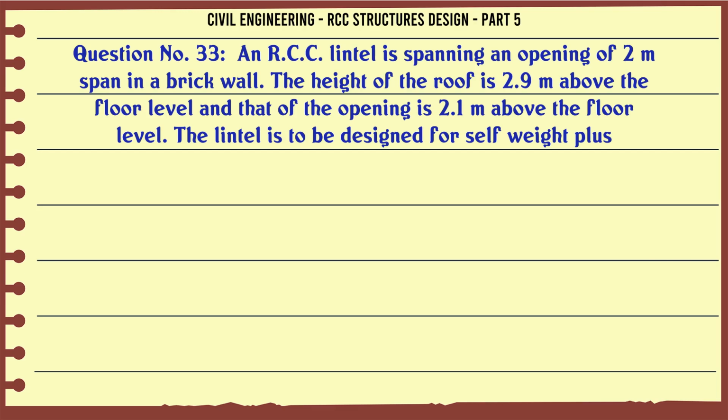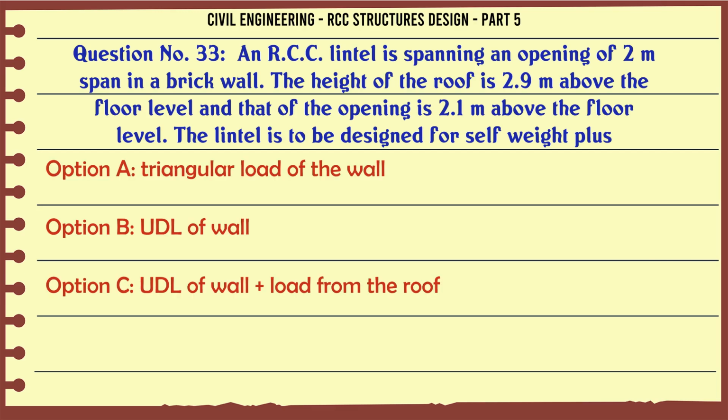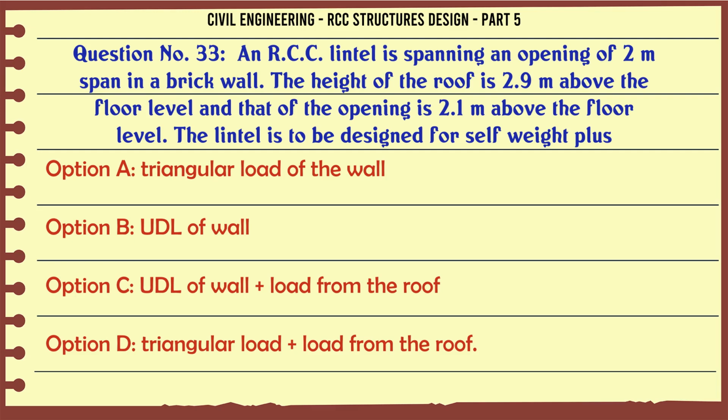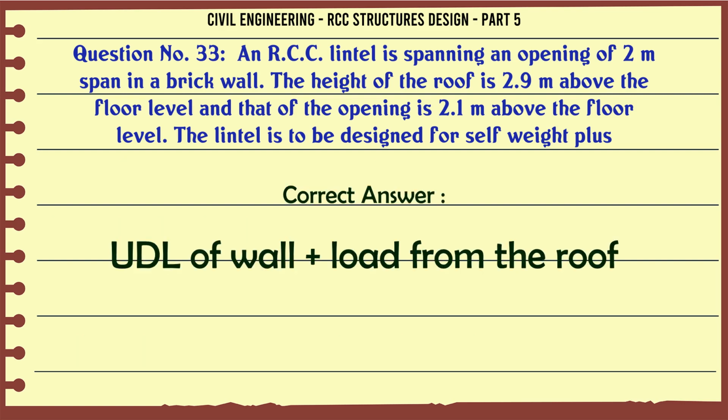An RCC lintel is spanning an opening of 2 m span in a brick wall. The height of the roof is 2.9 m above the floor level and that of the opening is 2.1 m above the floor level. The lintel is to be designed for self-weight plus A. triangular load of the wall, B. UDL of wall, C. UDL of wall load from the roof, D. triangular load from the roof. The correct answer is UDL of wall load from the roof.